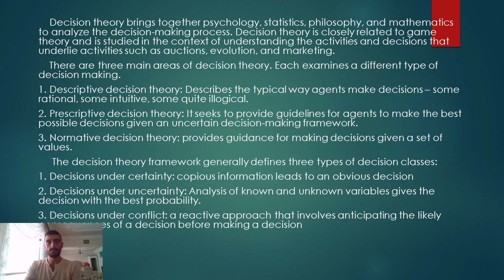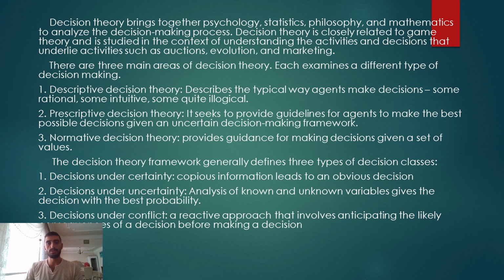Second one, prescriptive decision theory. It seeks to provide guidelines for agents to make the best possible decision given an uncertain decision-making framework. Third one, normative decision theory, provides guidance for making decisions given a set of values.